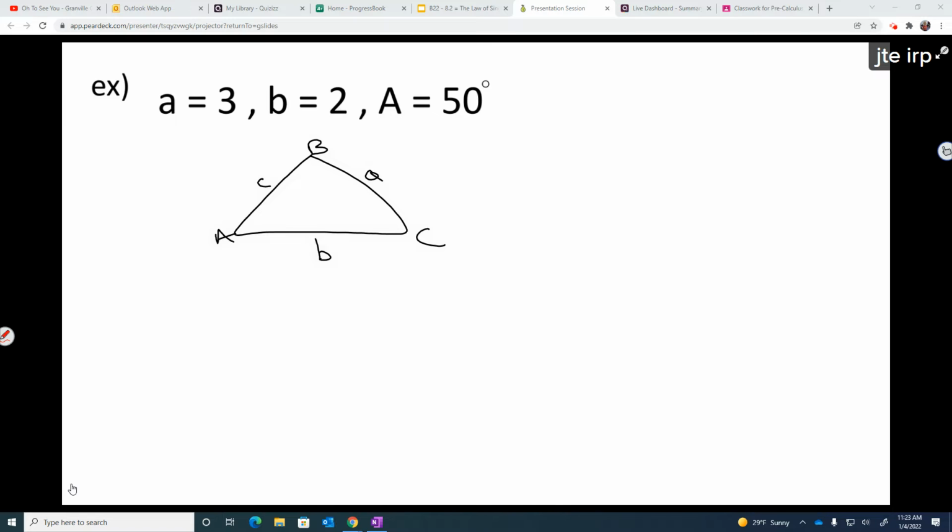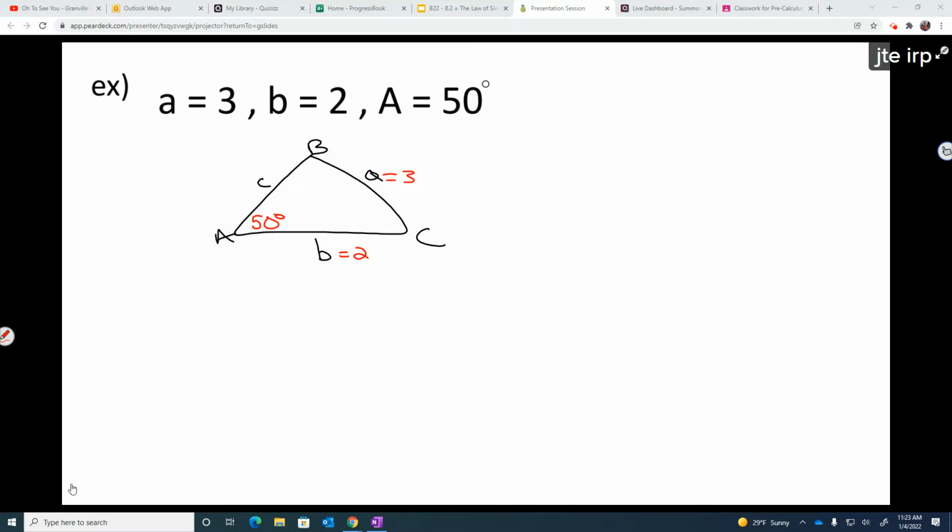Now let's write what we've got. Big A is 50 degrees, little a is 3, and little b is 2. The first thing you need to do is figure out which one we're going to try to find. We've got 3 remaining, right? There's only one of them that you're going to be able to solve for first. Which one would that be? Well, we know big A and little a already, so big B will be the one, because we're always going to have 4 things, and we can only have one of them that we don't know.